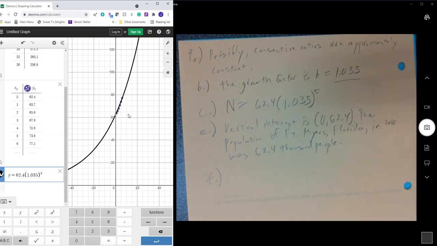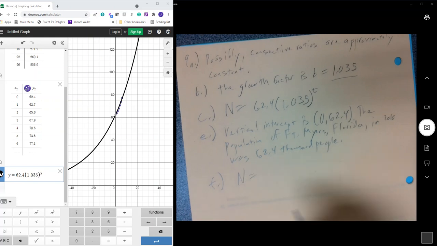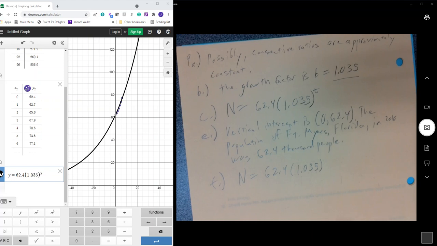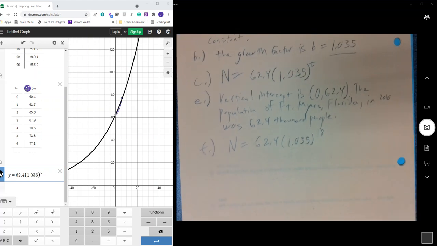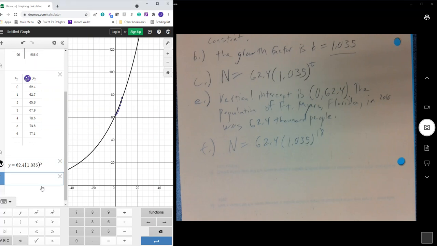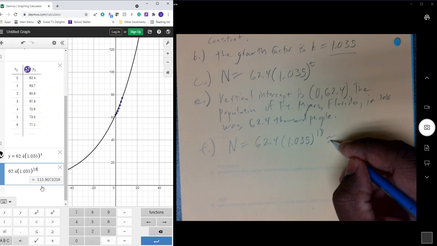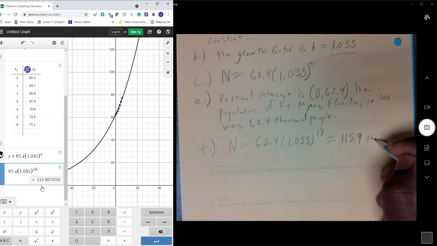Now F, it says use the equation to estimate the population of Fort Myers, Florida in 2028. Do you believe this is a good estimate? So we use the formula. We will have n is equal to 62.4 times 1.035. And remember, since we're doing 2028 and it's since 2010, our exponent would be 18. So now we take this formula, 62.4 times 1.035, to the 18th power. That gives us approximately, rounded to one decimal place, 115.9.